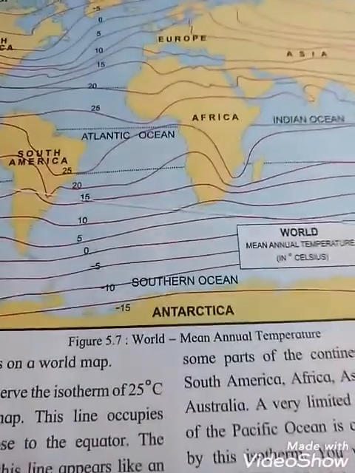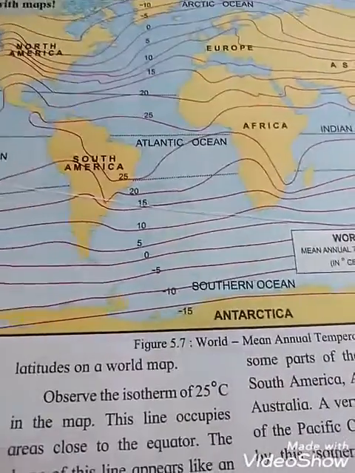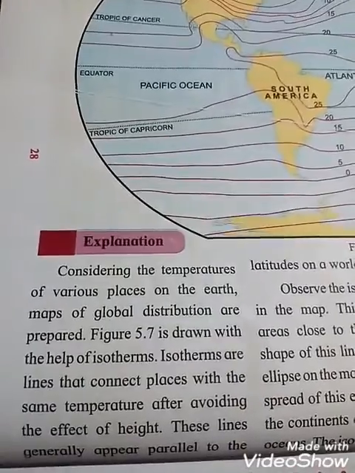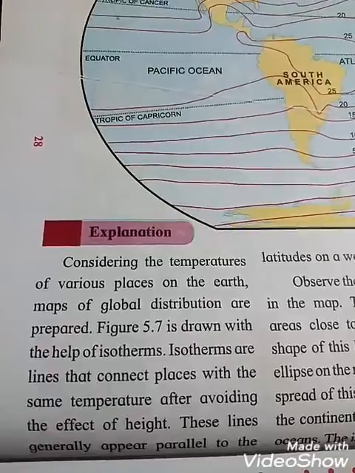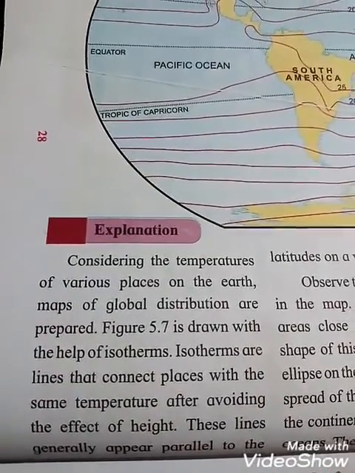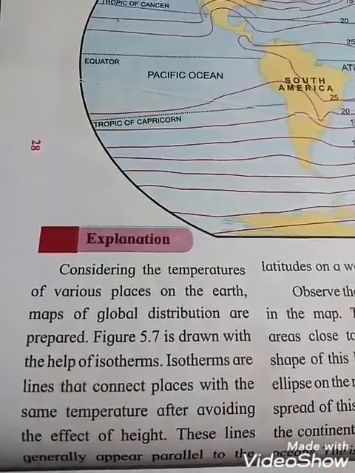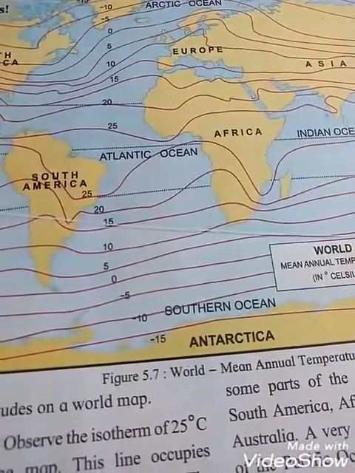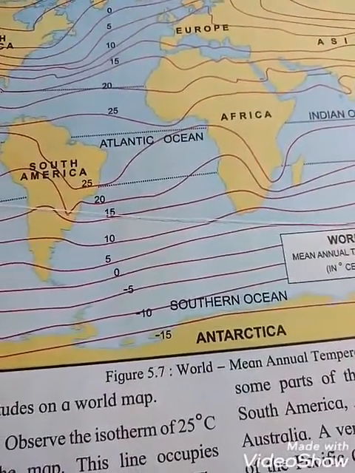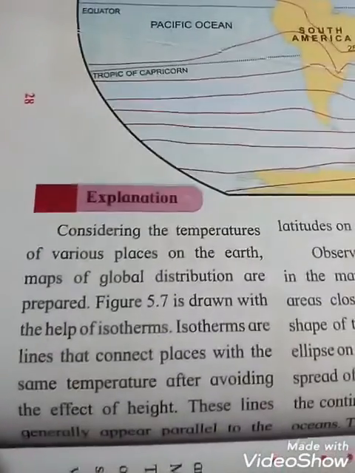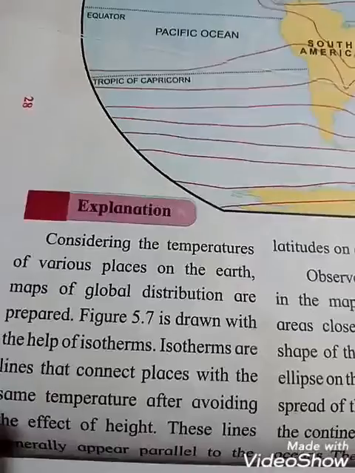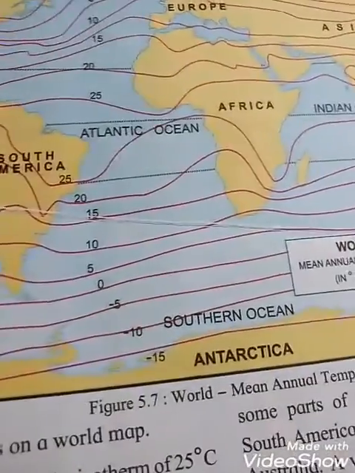Figure 5.7, world mean annual temperature. Okay, see figure 5.7. Explanation: considering the temperature of various places on the earth, maps of global distributions are prepared. Figure 5.7 is drawn with the help of isotherms. Isotherms are lines that connect places with the same temperature after avoiding the effects of height. So students, for what purpose are isotherms used? For the same temperature: they draw lines on the map for the same temperature.